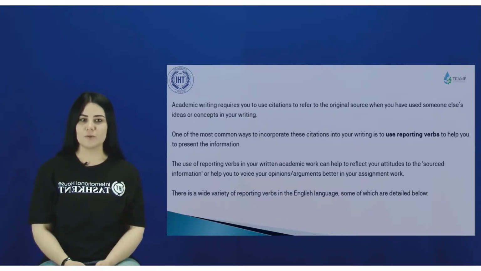Academic writing requires you to use citations to refer to the original source when you have used someone else's ideas or concepts in your writing. One of the most common ways to incorporate these citations into your writing is to use reporting verbs to help you to present the information.